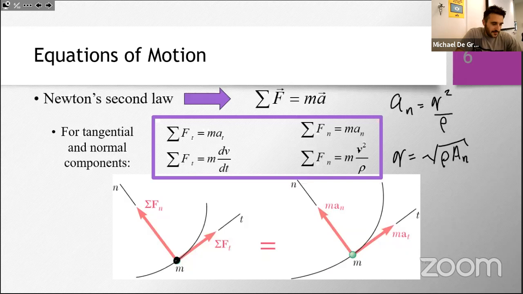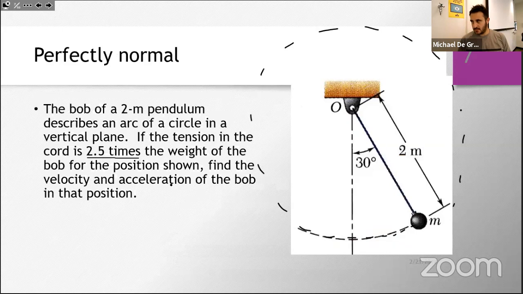So we don't need to go through the derivation. I don't think that it's important for this class, but I do think that we need to understand that when you see normal acceleration, you should think v squared over rho. This is going to come up, because it's an easy way for us to figure out velocity by finding normal acceleration. Does that answer your question?